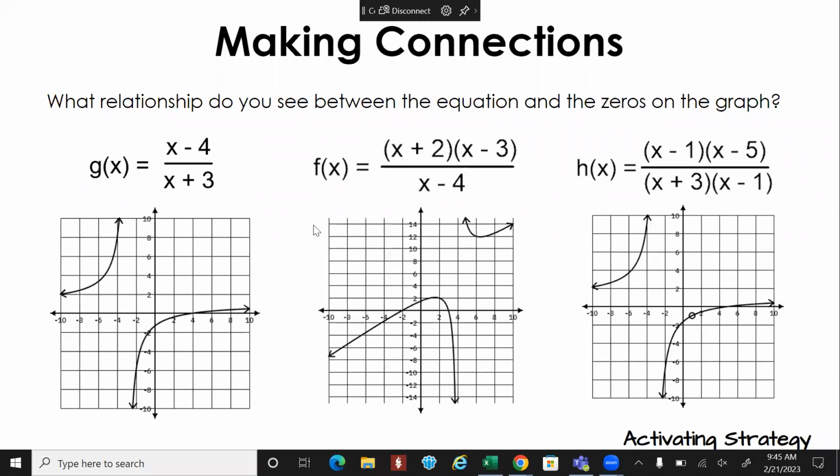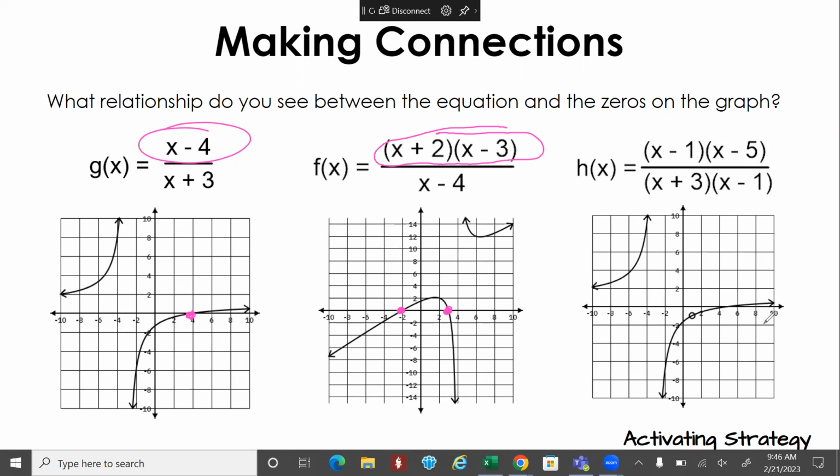On this first one, where do you see it crosses the x-axis? At 4, right? Do you see anywhere in the equation 4 being represented? Where? Okay, so in the top, right? All right, on this next one, where does it cross the x-axis? -2 and +3. Where do you see that represented? In the top.